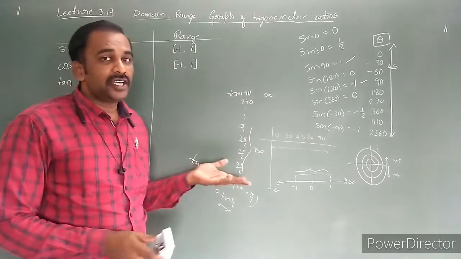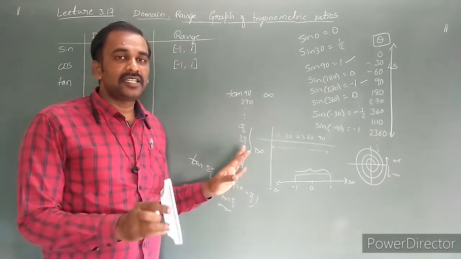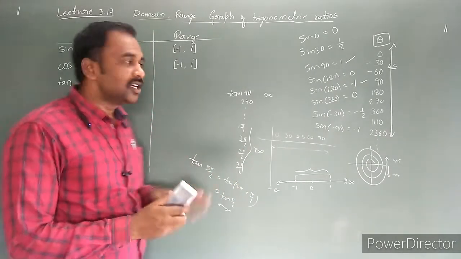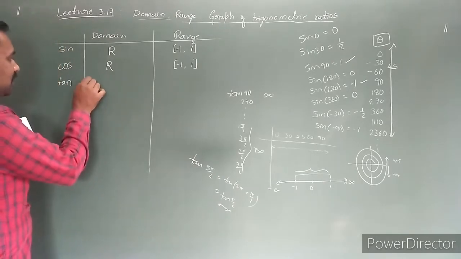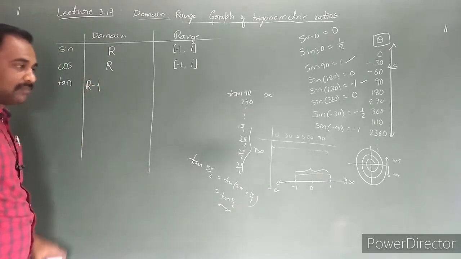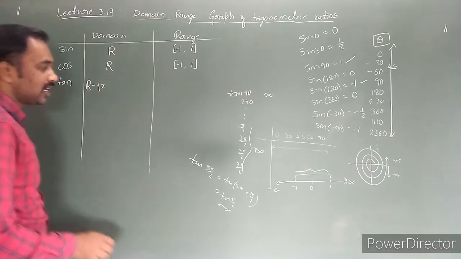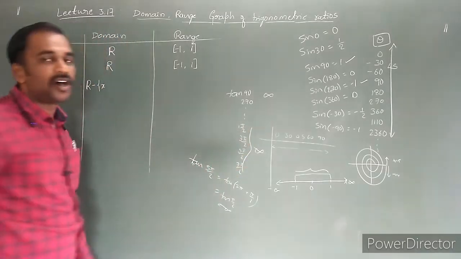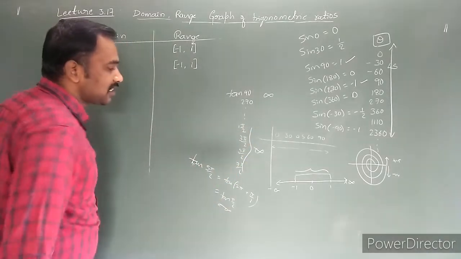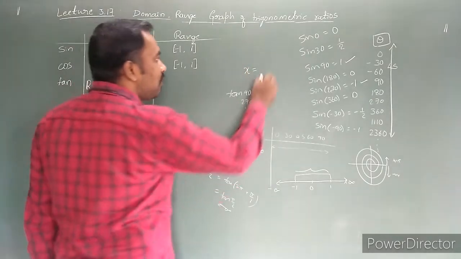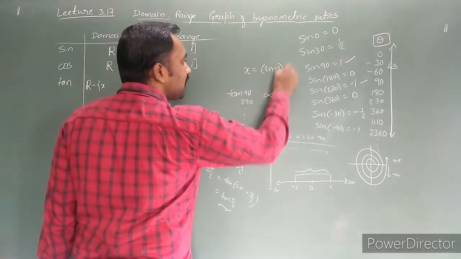Not defined means we can't discuss anything about that, so neglect those numbers. In the set of real numbers, neglect the numbers which are odd multiples of pi by 2. That I will write in a general form: x is equal to an odd number, that means 2n minus 1.